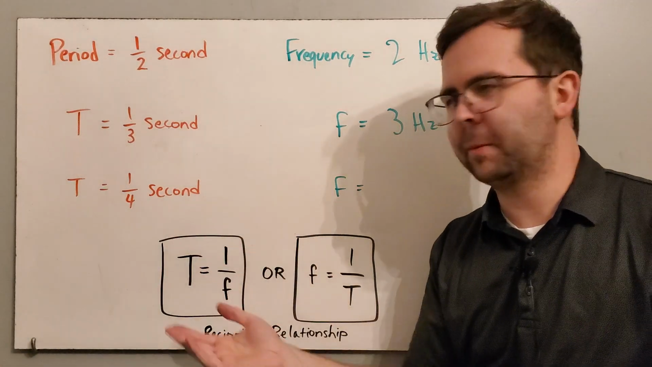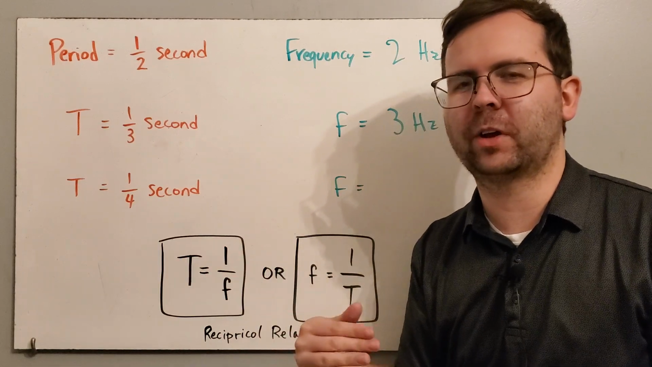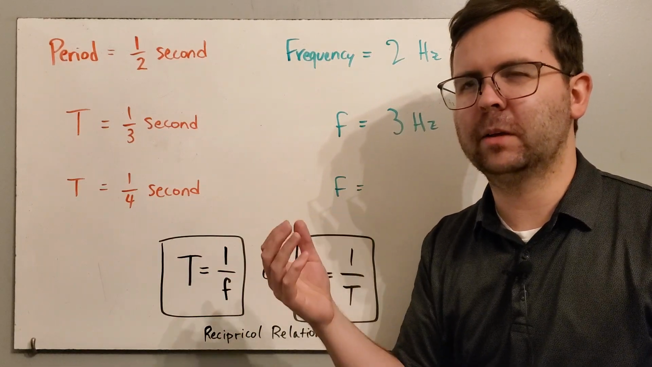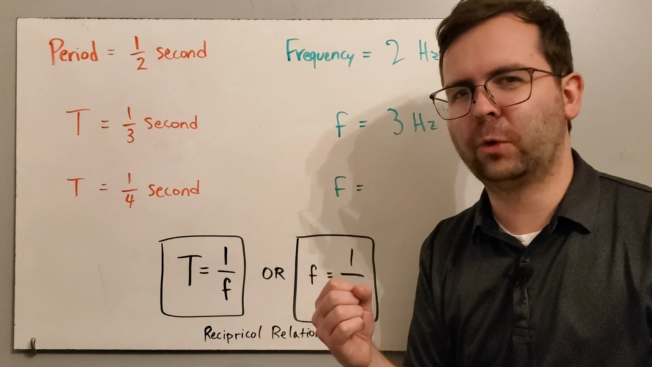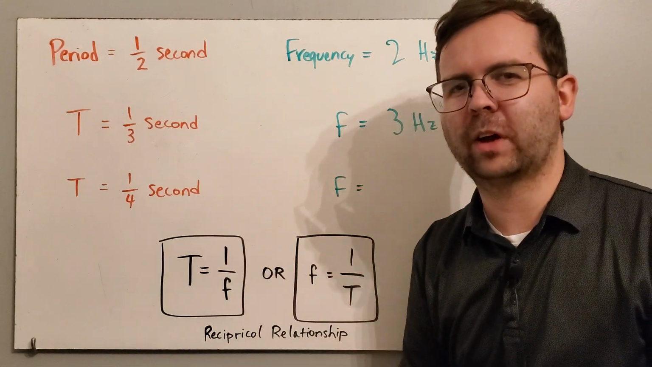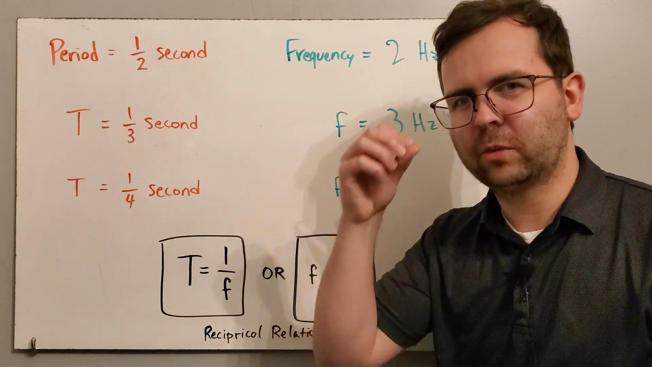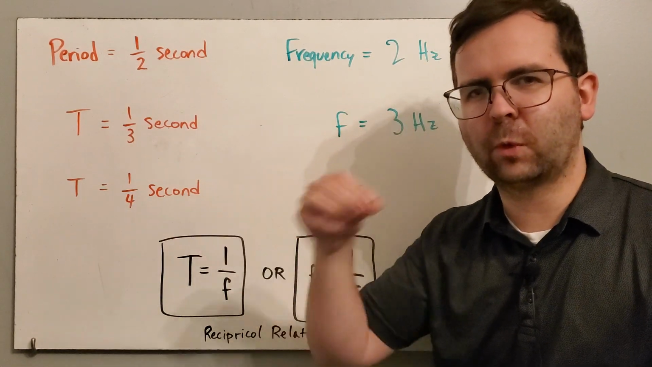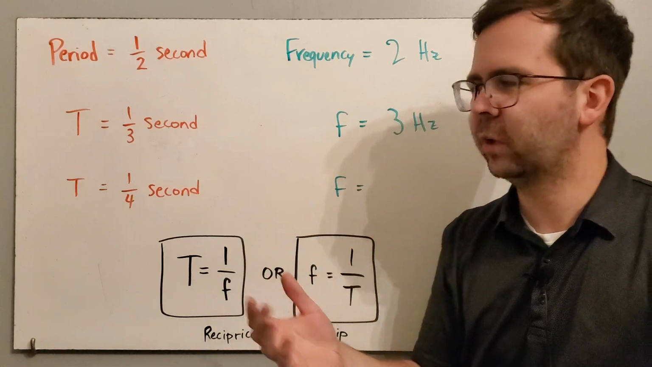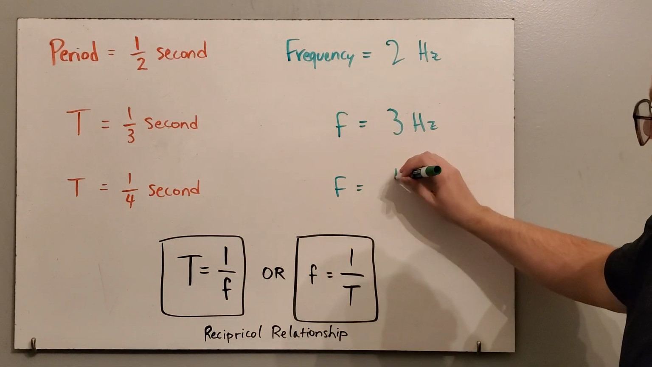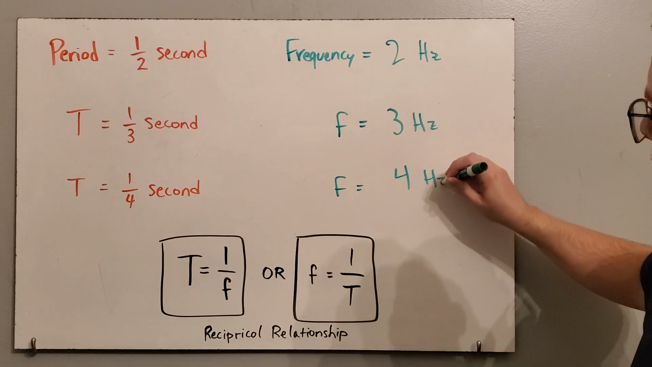All right, then we'll keep the pattern going. What if it's 1/4 of a second, so even faster? How many cycles would happen in one full second if it can complete one cycle in 1/4 of a second? Well, again, it's going to be 1/4, 2/4, 3/4, 4/4 of a second. That's 4 cycles in 1 second. So it's a frequency of 4 hertz.